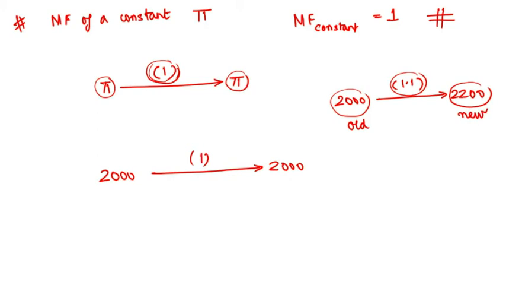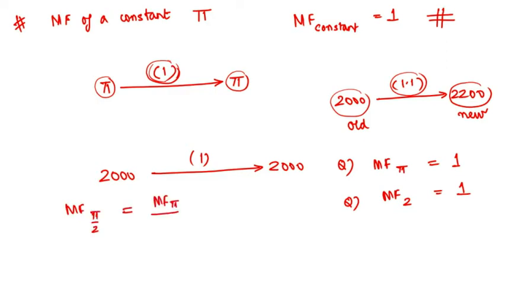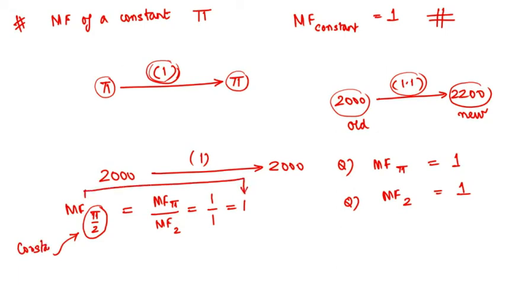Now I am asking you a question, what is the multiplying factor of pi? Second question, what is the multiplying factor of 2? 2 is also a constant, therefore 1. Now I ask you, what is the multiplying factor of pi by 2? Multiplying factor of pi by 2 is multiplying factor of pi divided by multiplying factor of 2. Multiplying factor of pi is 1. Multiplying factor of 2 is 1. So it is 1. So the moment you see any constant here, you can directly say therefore multiplying factor has to be equal to 1.